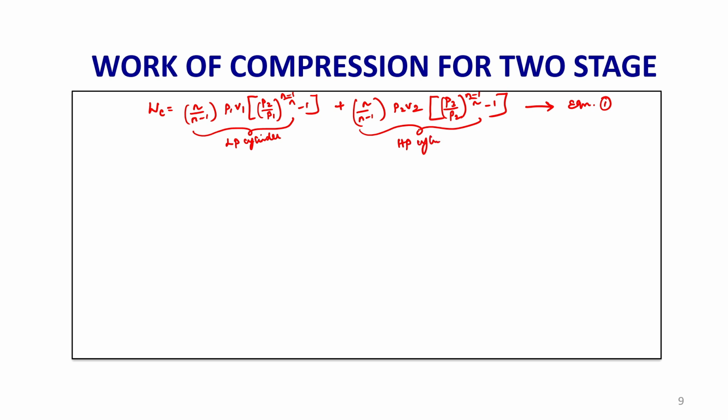We have already derived the work of compression, so there is no need to derive these equations individually. We can start with this equation by applying it to the low pressure cylinder, that is the first stage compression, and the high pressure cylinder. The summation of these will be the total work of compression required to drive the compressor. So, this is the high pressure cylinder, that is cylinder 2, and this is cylinder 1.